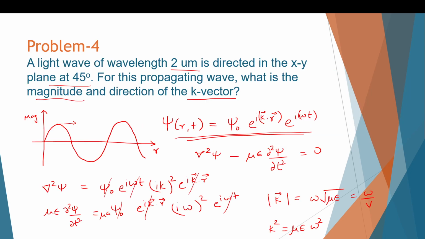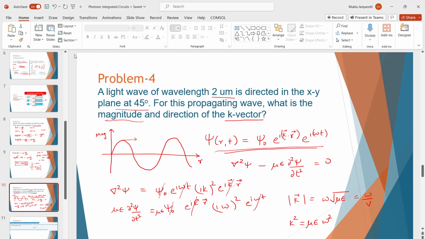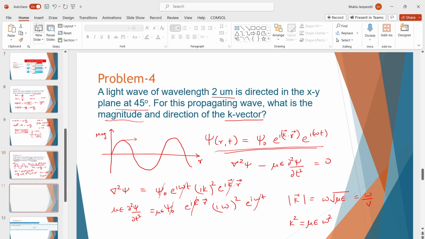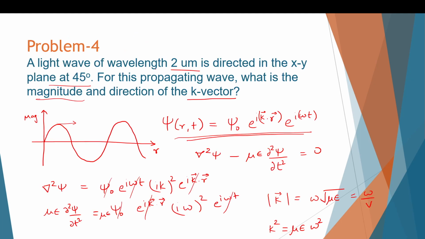So let's try to do it together. I'll just take a new slide. Right, so I have a wave, some wave. And then they have told us that the wavelength is 2 micrometers. So this distance is 2 micrometers.